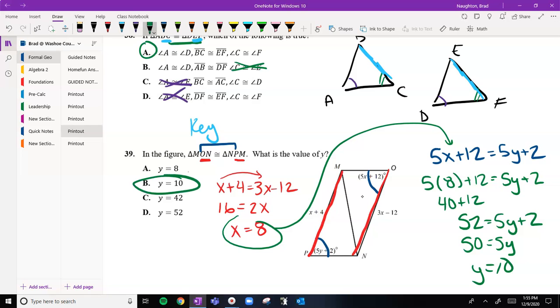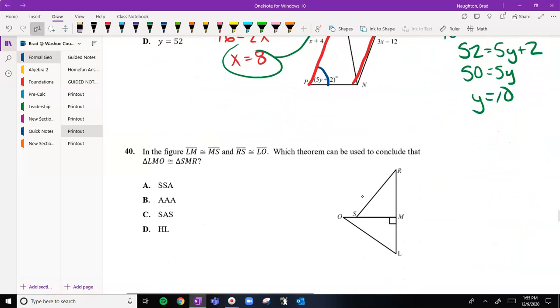Cool. Alrighty, and just like that, we are to number 40, which is our last one of this video. And it's saying, what theorem can be used to prove that these are congruent? Okay, so look, I got a 90-degree box right there. So the first one I'm thinking is HL. Let's see if we have a hypotenuse, which would need to be right here, RS and OL, which they have right there. So that's check. We have the H. Now I need the leg.